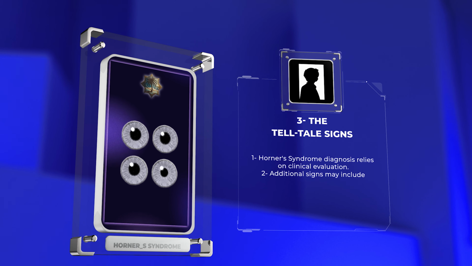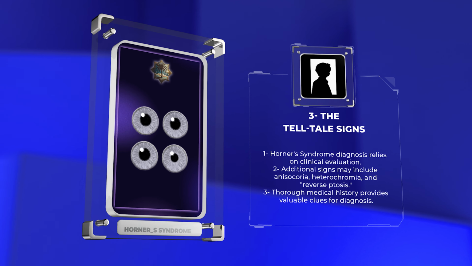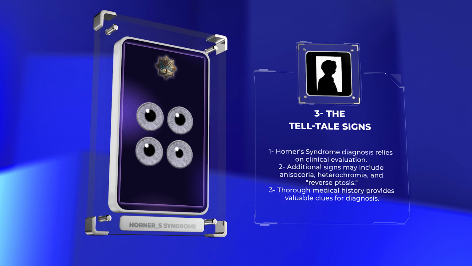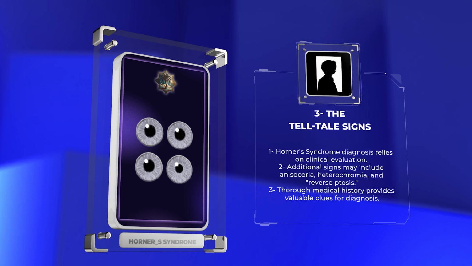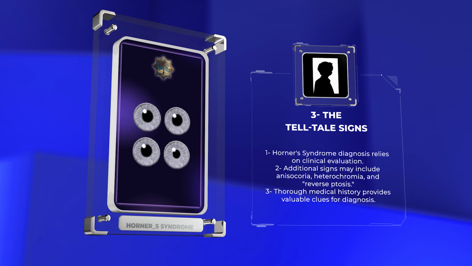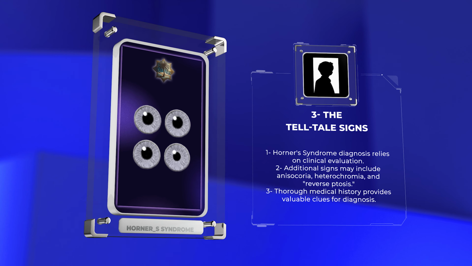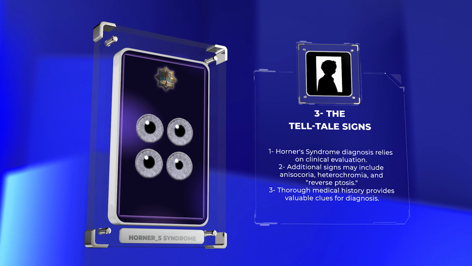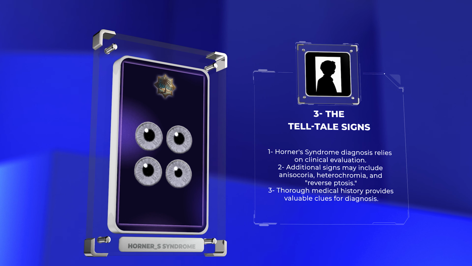Identifying Horner's syndrome relies on a meticulous clinical evaluation. Apart from the classic triad of symptoms, additional signs may aid in the diagnosis. These may include anisocoria, unequal pupil size, heterochromia, difference in iris coloration, and slight ptosis of the lower eyelid on attempted upward gaze, a phenomenon known as reverse ptosis. Moreover, a thorough medical history, including past traumas, surgical interventions, or the presence of other associated conditions, can provide valuable clues for the correct diagnosis.